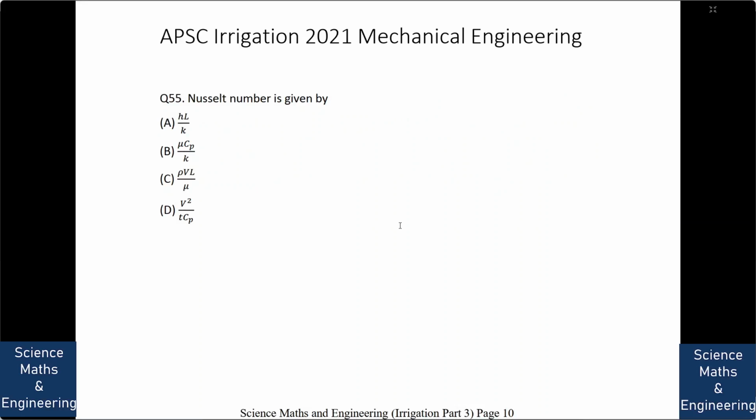Nusselt number is given by A, HL by K, B, mu Cp by K, C, rho VL by mu, or D, V square by T Cp.